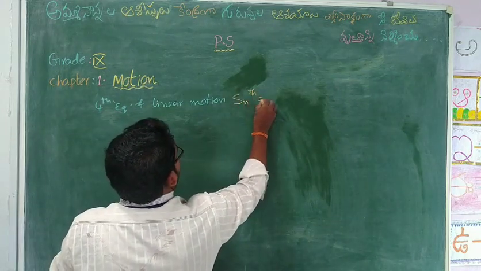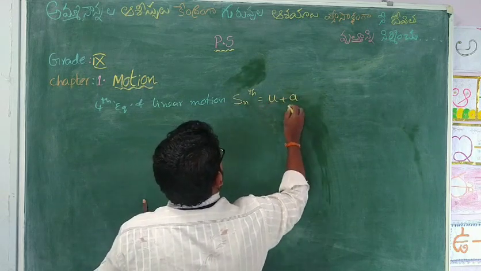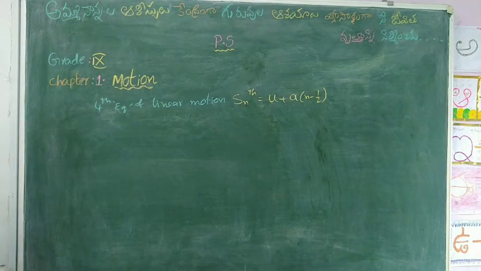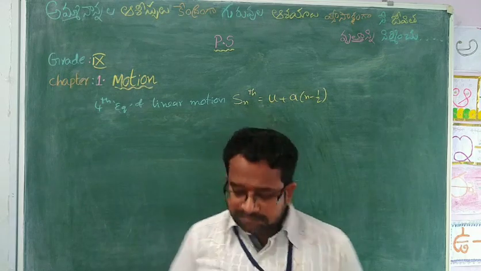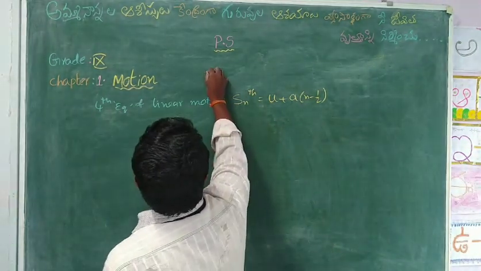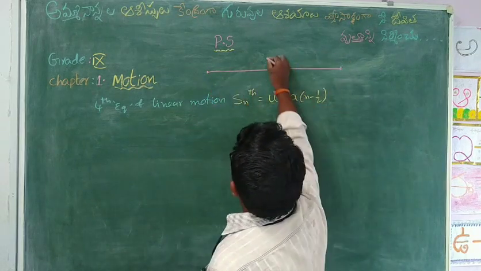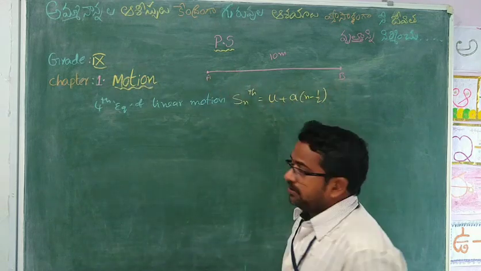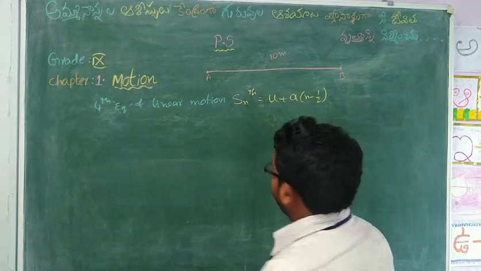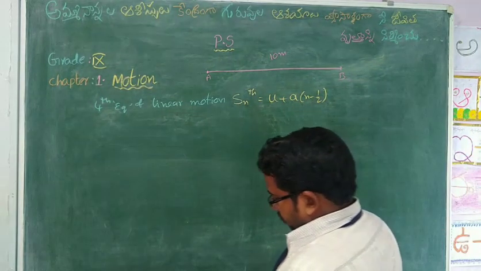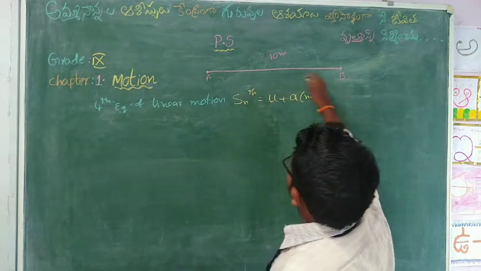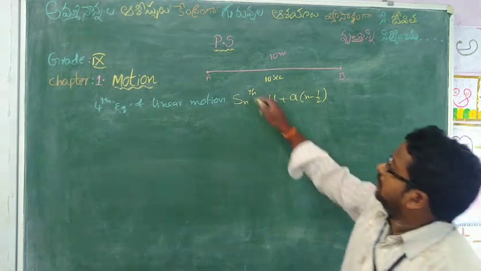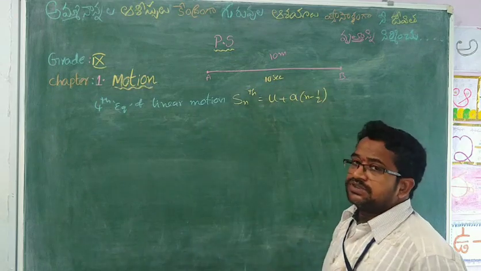Snth is equal to u plus a into n minus half. What is this Snth? For example, if a body covers from point A to B, the distance is about 10 meters. This 10 meters is covered by a body in 10 seconds.